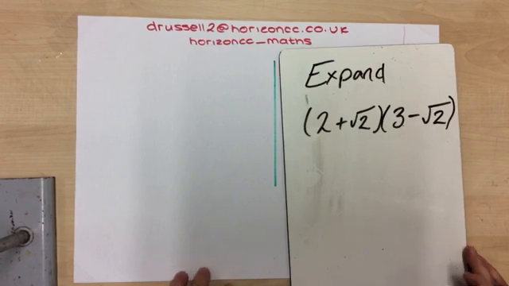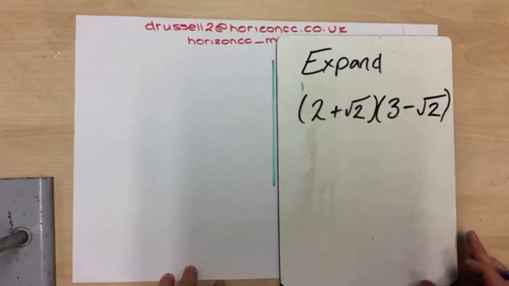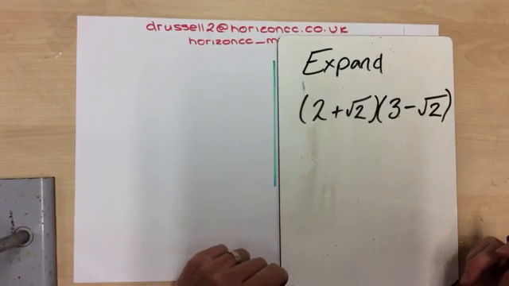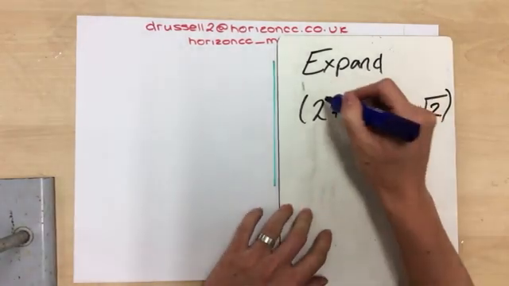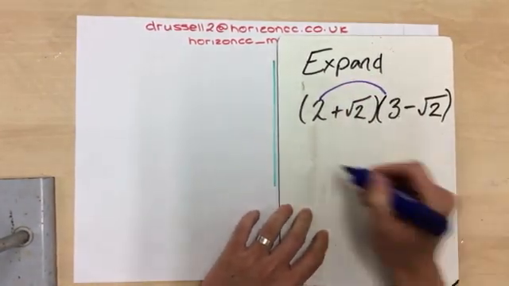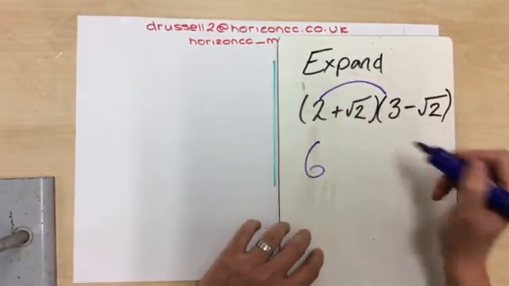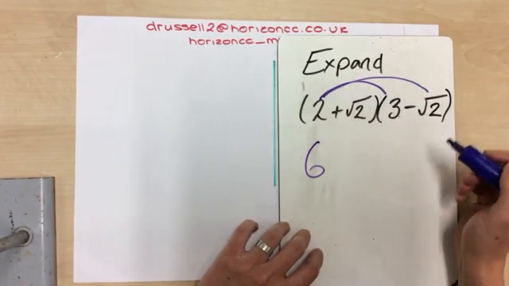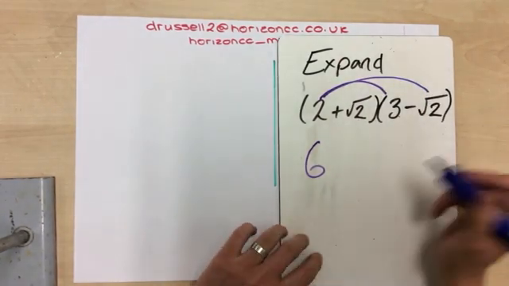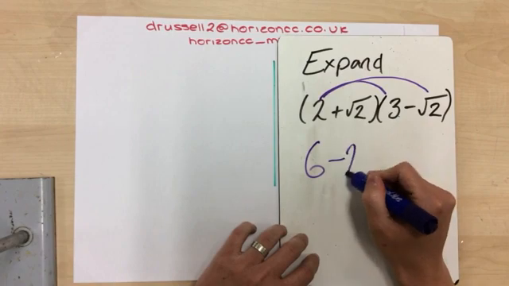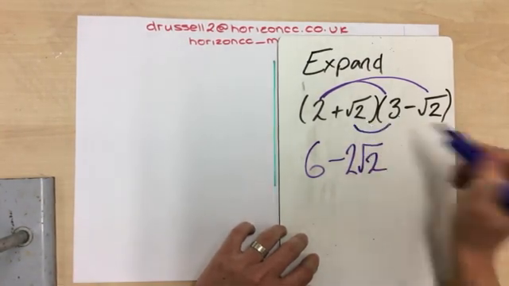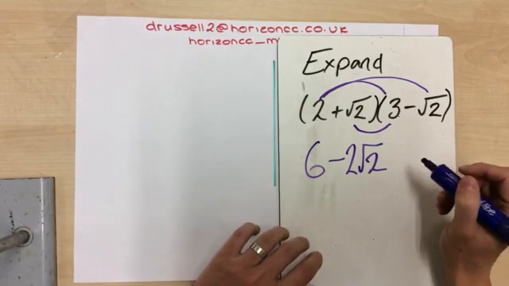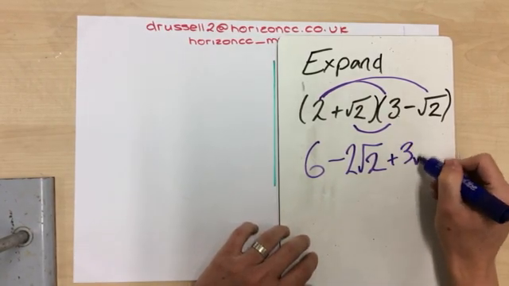I'm going to expand some brackets involving surds. Now this works exactly the same way as expanding brackets involving algebra, but obviously there are surds involved. So first thing I'm going to do, 2 multiplied by 3, which is obviously 6. I then do 2 multiplied by negative root 2, which would be minus 2 root 2. And then I'm going to do root 2 times 3, which would be a positive 3 root 2.